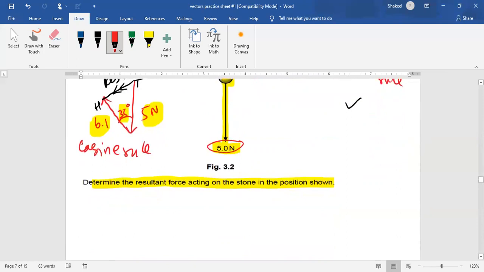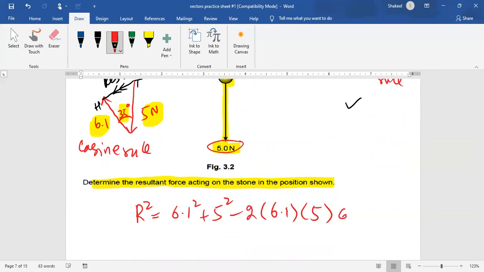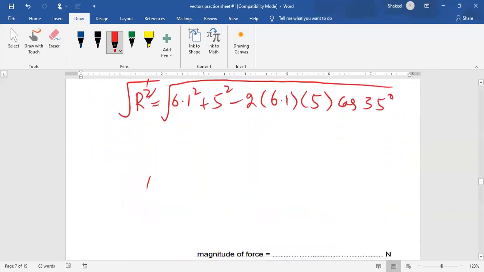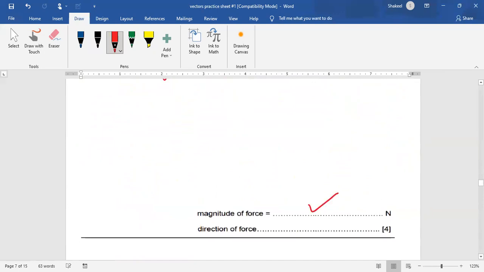So the cosine rule will be like: resultant squared equals 6.1 squared plus 5 squared minus 2 into 6.1 into 5 into cos of the angle between them. And obviously you'll be taking the square root to find the value of R. So that's how you can find its value.